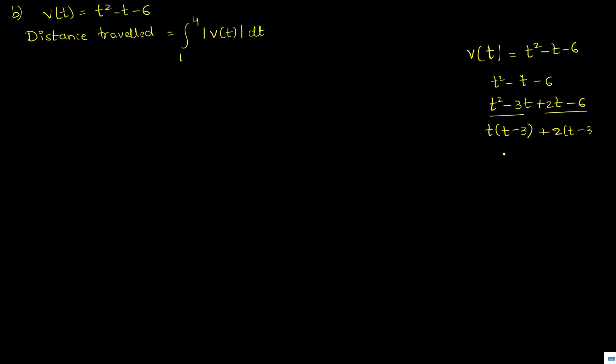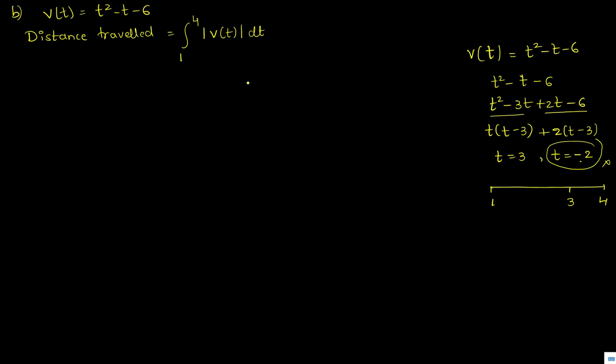So now the factors give t equal to 3 and t equal to minus 2. We can see we have got two values, t is equal to 3 and t is equal to minus 2. Since we know that our given interval is from 1 to 4, and we are interested only in the distance traveled in this time interval, 3 lies in between this interval while minus 2 is outside of it, so we are not interested in the value at t equal to minus 2.